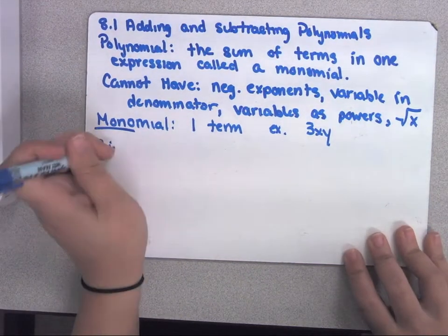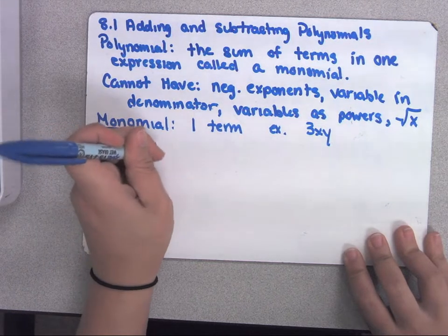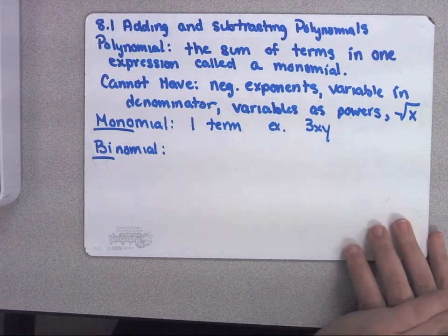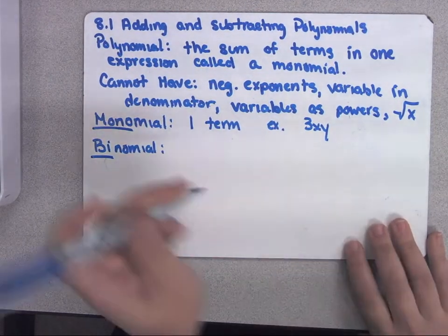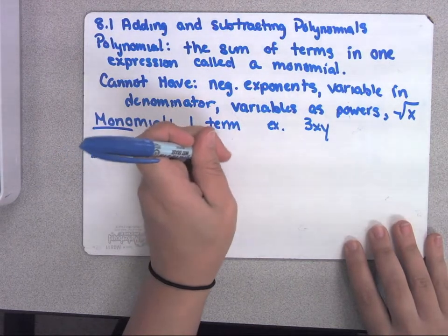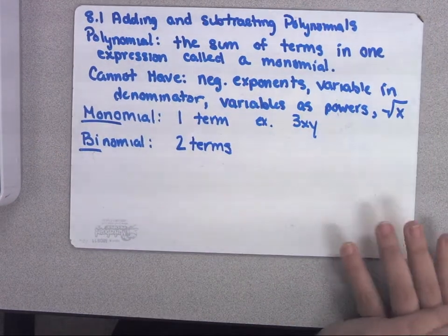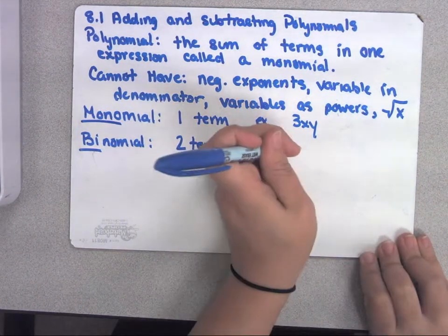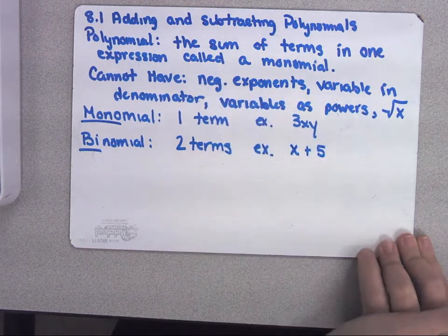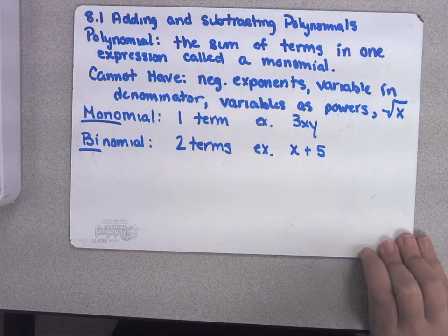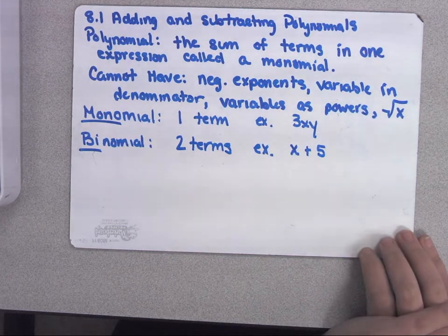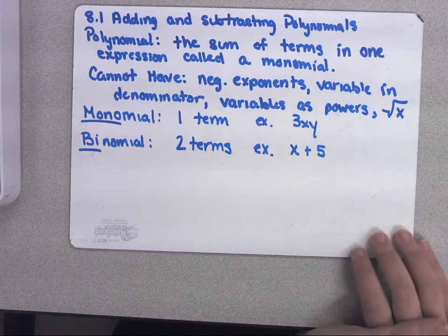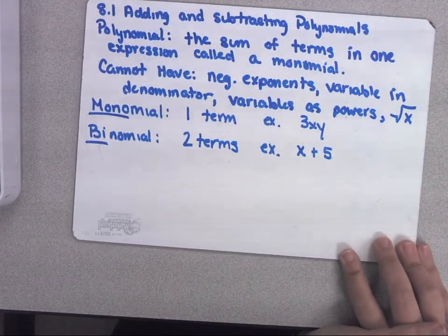Next is called a binomial. If I say binomial, how many terms do you think that is? 2. I think of bicycles. 2 terms. A binomial, separate terms are separated by addition or subtraction. So if I wrote x plus 5, that is a binomial because it's 2 separate things separated by addition or subtraction. Granted, they could have lots of variables on there all together. I just didn't. Can anyone guess what the third word's going to be?